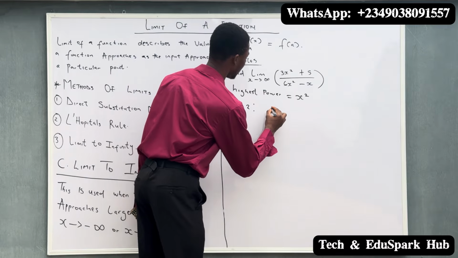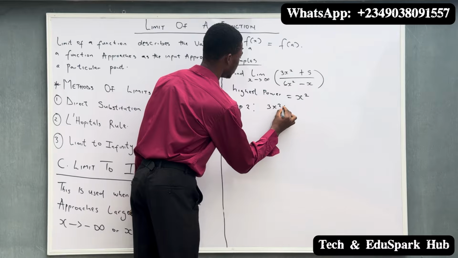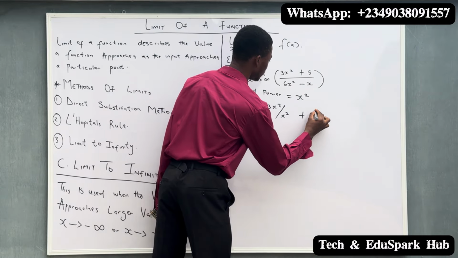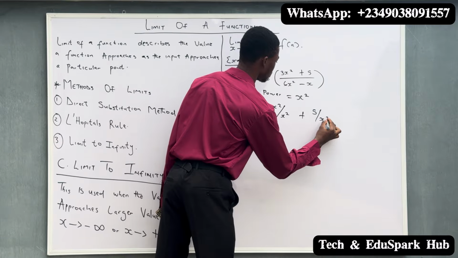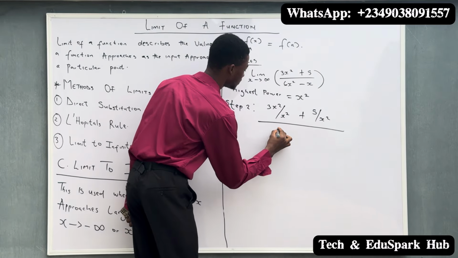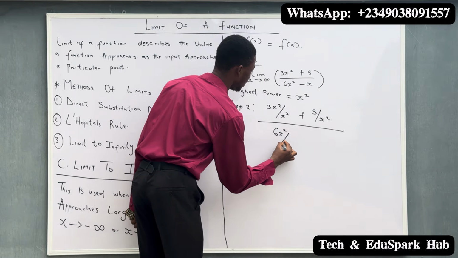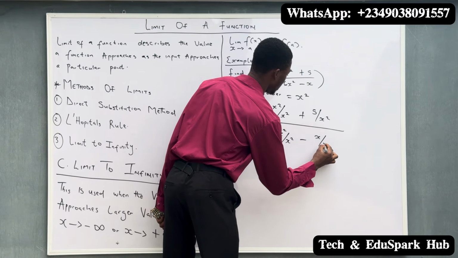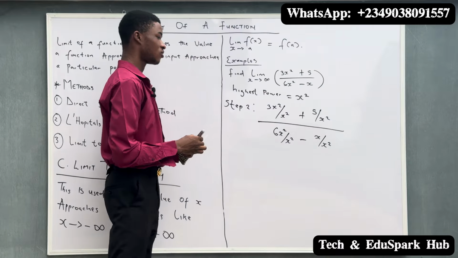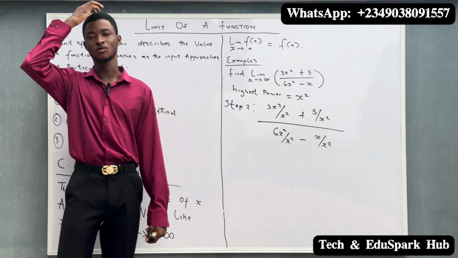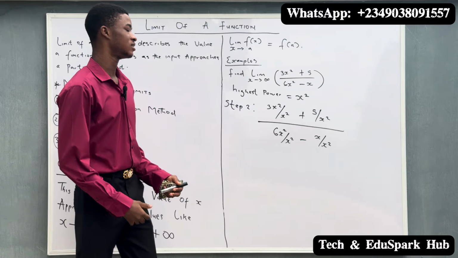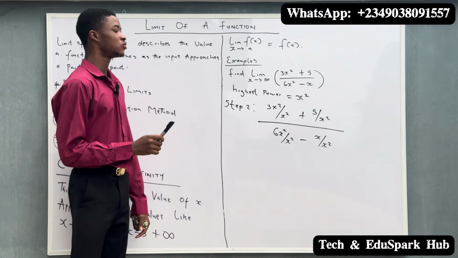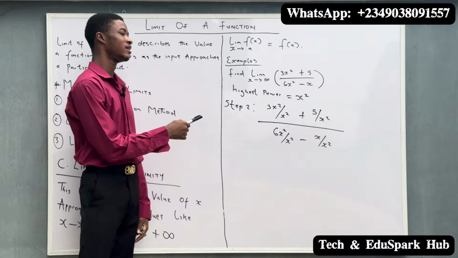So in doing this, we have 3x squared divided by x squared plus 5 divided by x squared, all divided by 6x squared divided by x squared, and also we have minus x divided by x squared. So this is the second step whenever you want to calculate any question under the limit to infinity. The first step is to look for the highest power, and the second step is to divide everything in the equation by the highest power.